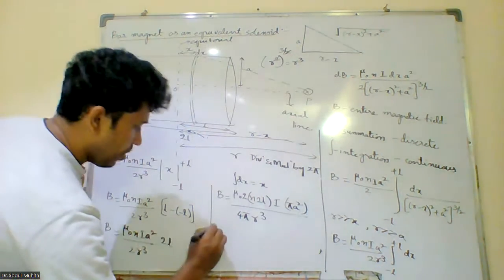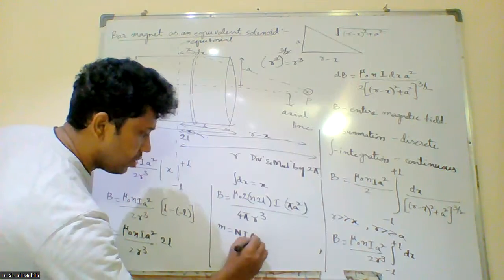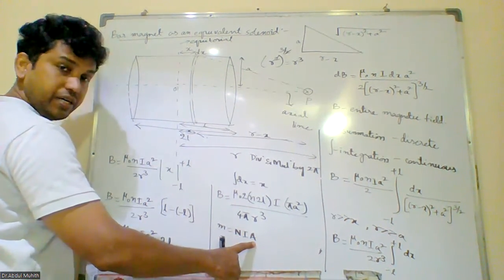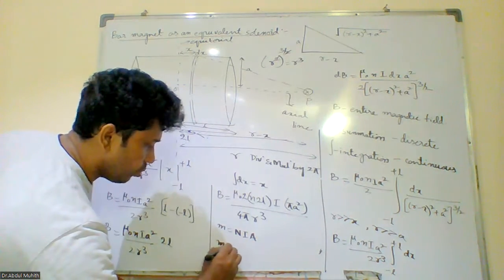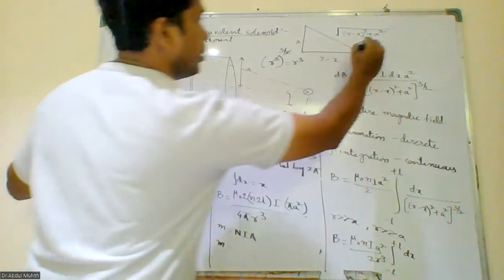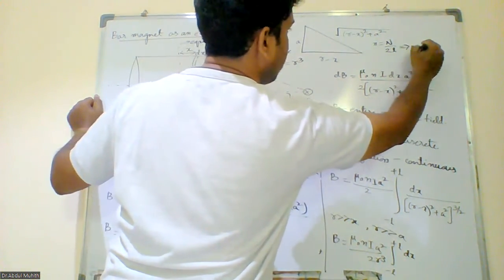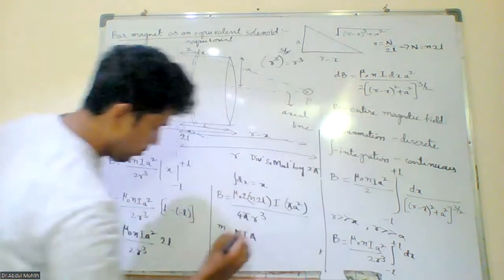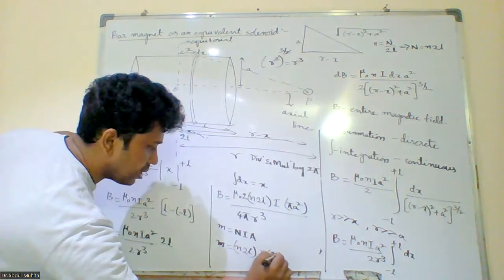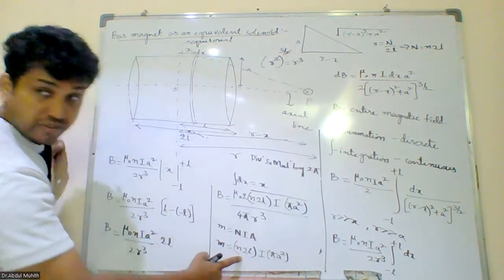Why? Because see here, m is equal to n I A. What is n? Number of turns. I is the current, A is the area. So if you see carefully, n is equal to number of turns per unit length. If you cross multiply that, N is equal to n into 2L. So I have that n into 2L here, and then I have pi a square. See here, n into 2L, I, pi a square. Do you have this one?